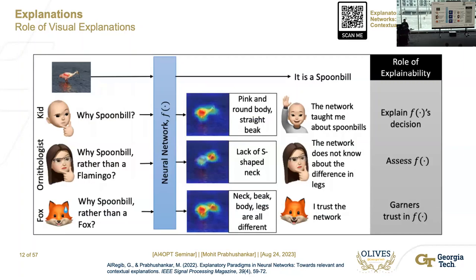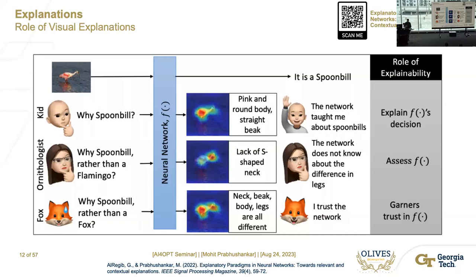But let's say the stakeholder in this case is not someone who doesn't know anything about a spoonbill, but rather someone like an ornithologist who understands the difference between a spoonbill and a flamingo. So when such a person asks the question, why spoonbill rather than flamingo, the network has to highlight the lack of an S-shaped neck in the image. So in that case, the ornithologist will start trusting the network, not just trusting, but basically the ornithologist will assess the network and say that, okay, this network knows what it's talking about. Not only does it know that the image is that of a spoonbill, but it can answer these very fine-grained, contrastive questions, the why P rather than Q kind of questions.